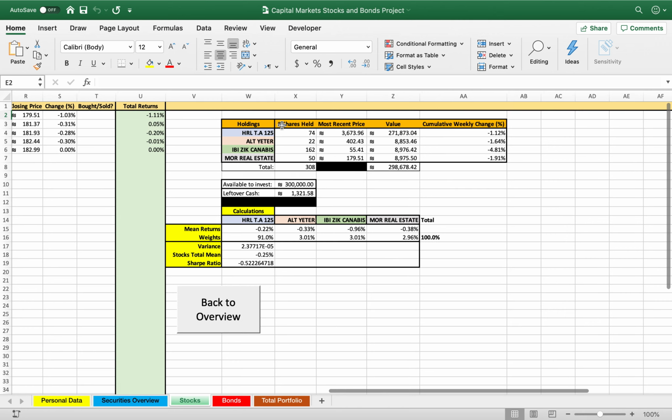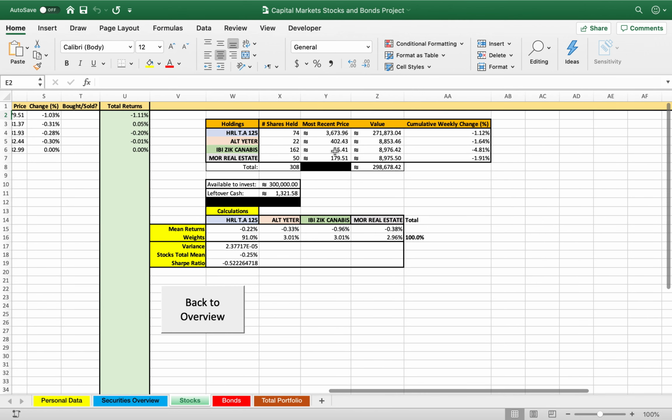So I have my 4 stocks here, and then I have the price that I bought the stock at, the original price, the number of shares of each stock that I bought, and the total value. And I worked it out in such a way that the total value comes out to almost the 300,000 shekel that you're allowed to invest. So I had about 1,321 shekel left.